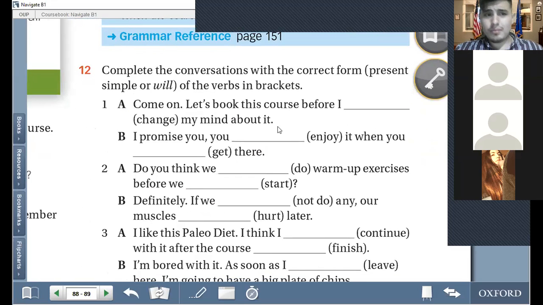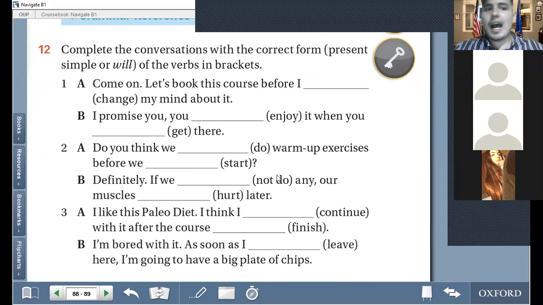Now, this is the last exercise. Pay attention. I just want you to complete the first exercise, no more than that. Let's take a look at it. So we have A and B. It's a conversation, right? What do you have to do? You need to use the correct form of the present simple or will, with the verbs that are in brackets. I just want you to complete the first point, no more than that. Take your time.